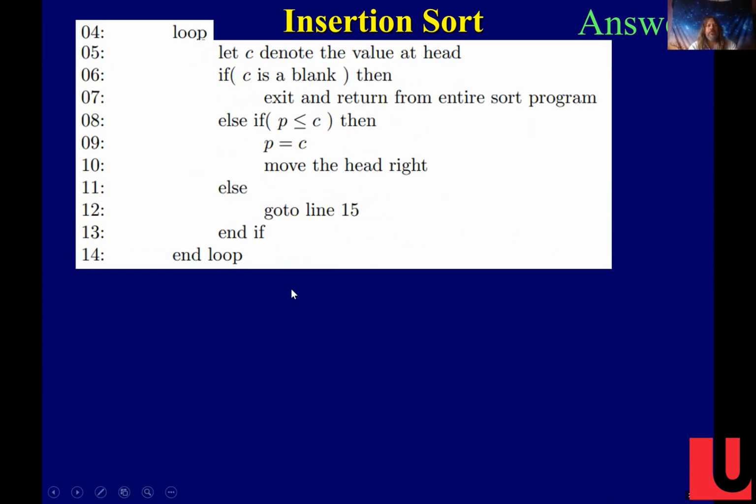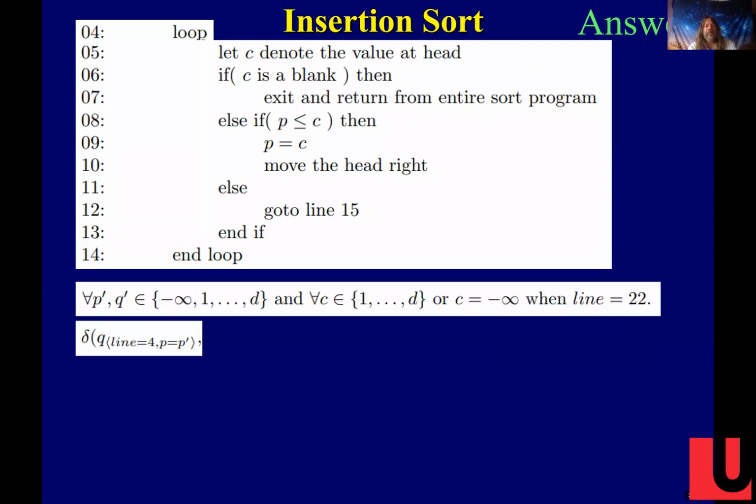Does that make sense? All right, now we want to say, what does the loop invariant tell me? The loop invariant is going to tell me that I'm in line 4 and I have some value for p, let's call it p prime is the value for p, right? And I've already called, was it q prime? I forget what q prime is.